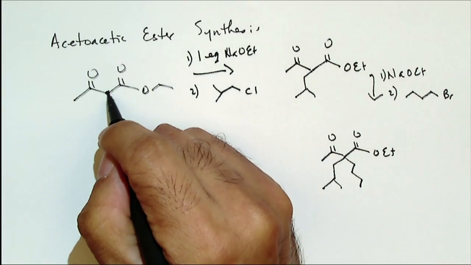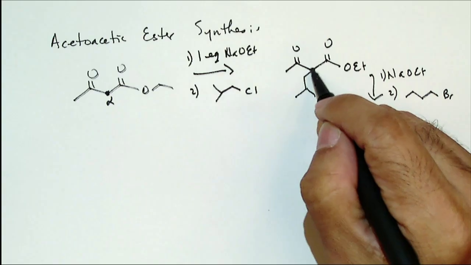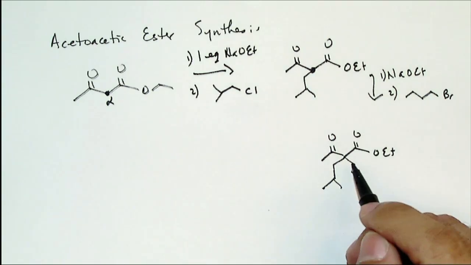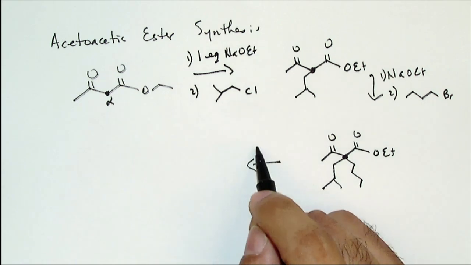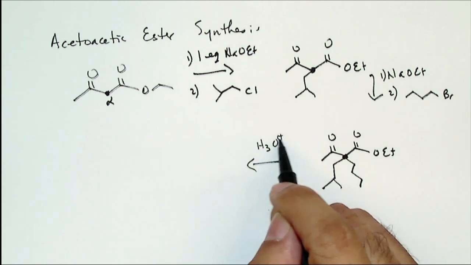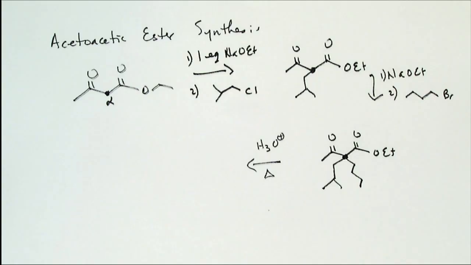So here's my alpha carbon, 1 alkylation. Here's my alpha carbon, 2 alkylations. If I don't do anything else, it's done. What if I do the hydrolysis and heating? The difference here is I don't have 2 esters. I only have 1 ester. So in that case, what happens?